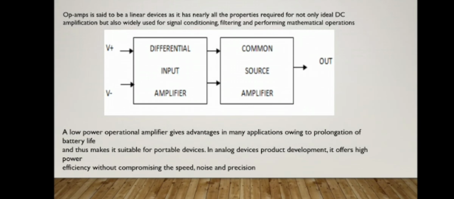Op-amps are said to be linear devices as they have nearly all the properties required for not only ideal DC amplification but are also widely used for signal conditioning, filtering and performing mathematical operations. Here is a small circuit diagram. A low power operational amplifier gives advantages in many applications owing to prolongation of battery life, and thus makes it suitable for portable devices. In analog devices product development, it offers high power efficiency without compromising speed, noise and precision.